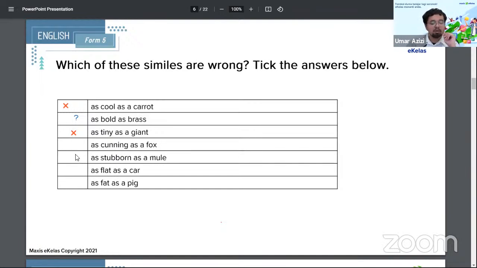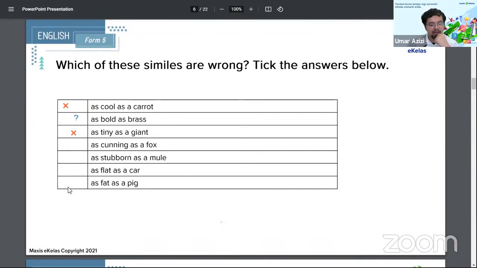As stubborn as a mule. What's a mule? And are they stubborn? How stubborn are mules? As stubborn as a mule. Is it right or wrong? Thank you, Danish Aiman. Yes, number 3 is wrong, or so we may think. We'll find out the answer. I'll share the answers after this.